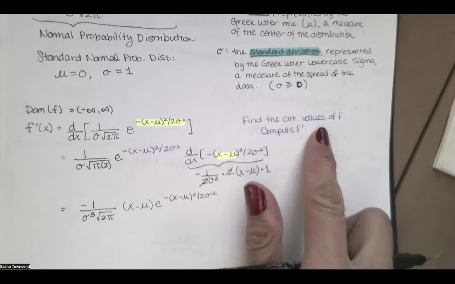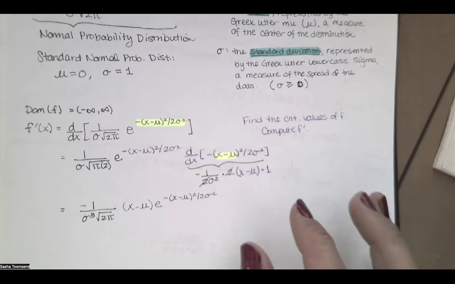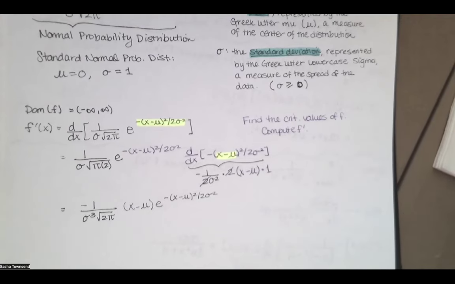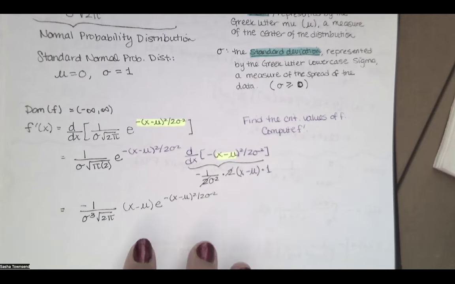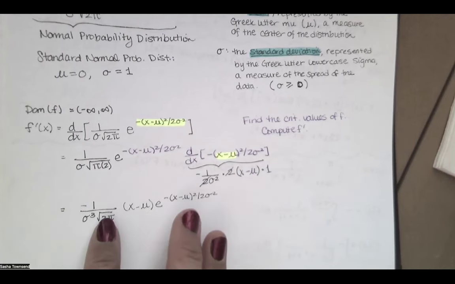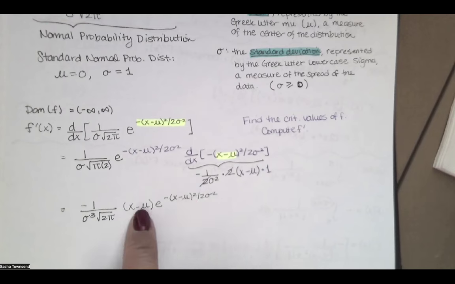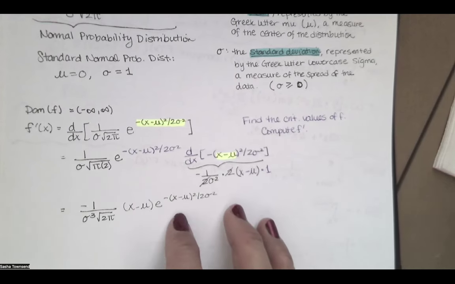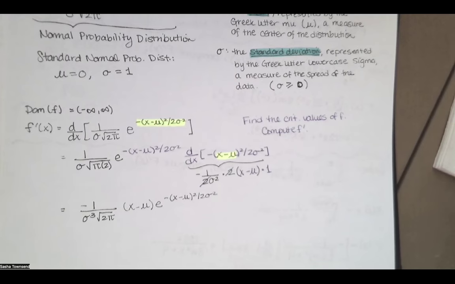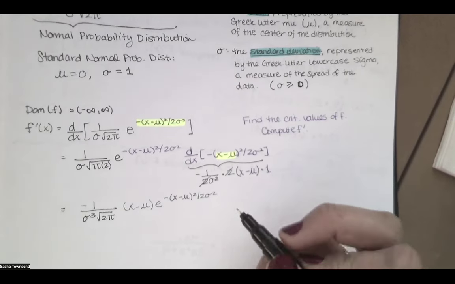And whenever we're finding the critical values of f, we need to compute f prime, set it equal to 0 and solve for x. And then we also need to think about any x values where the derivative is undefined. And this is well defined all the time because this is just a negative constant now, because our standard deviation is positive, times a polynomial times an exponential. Polynomials are defined for all real numbers. Exponentials are defined for all real numbers, provided that what's inside them is defined for all real numbers. So this is defined all the time. So you don't have to worry about f prime being undefined.